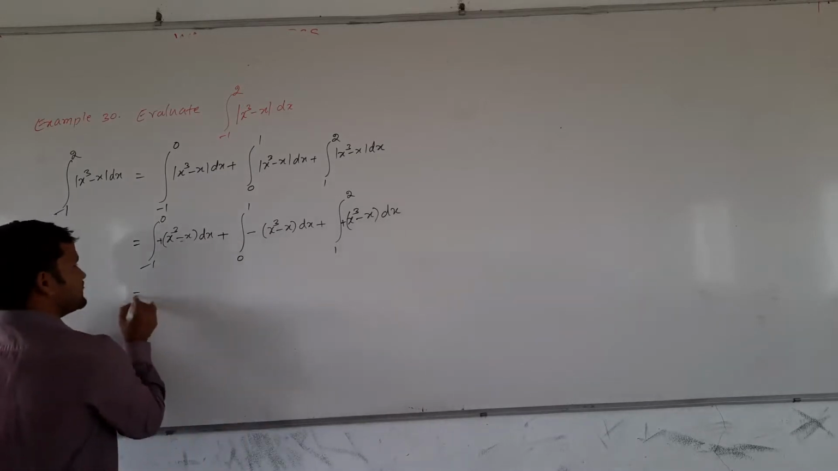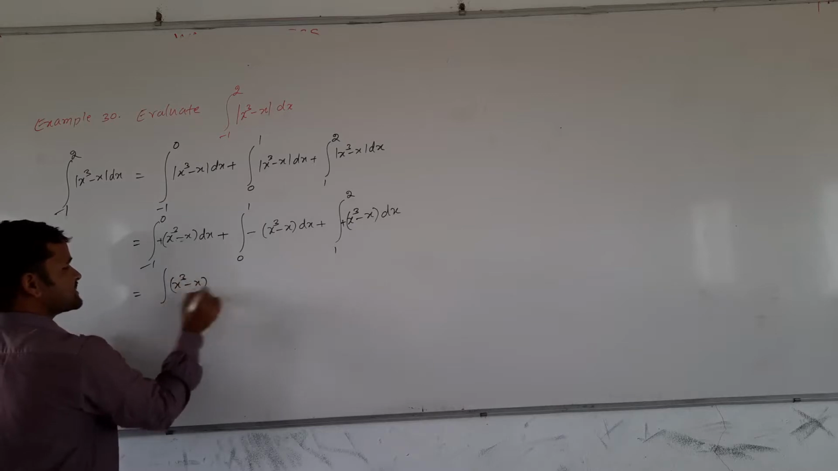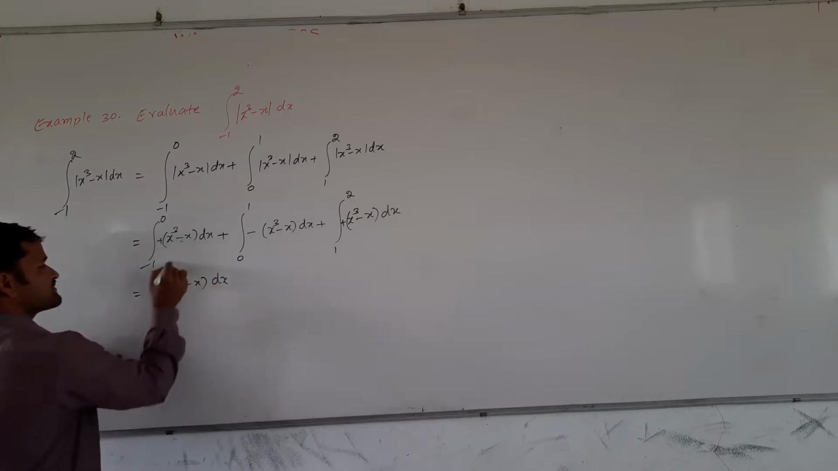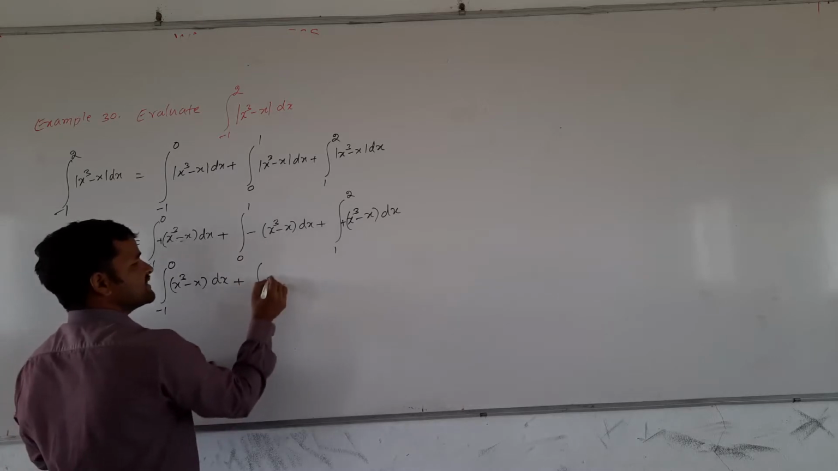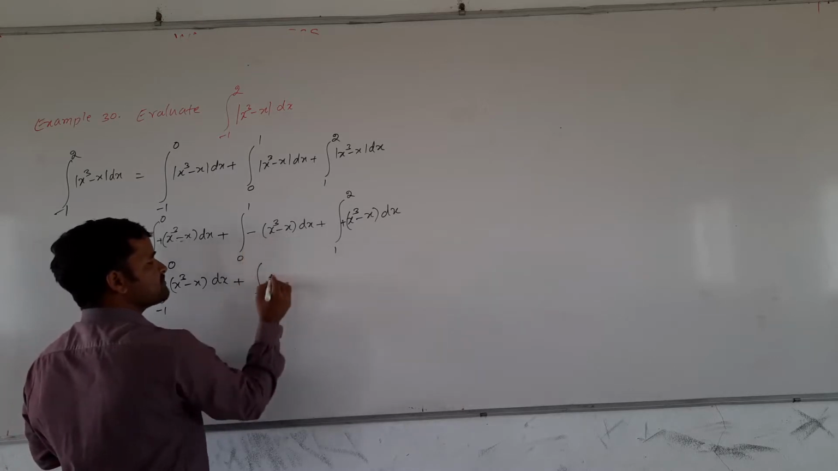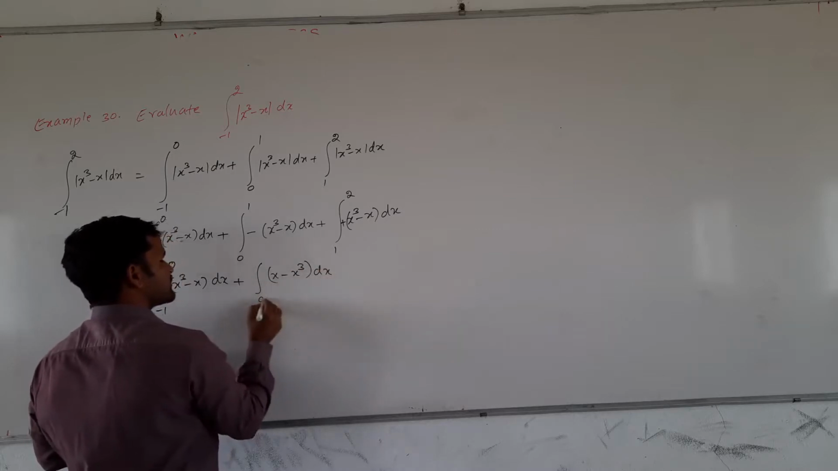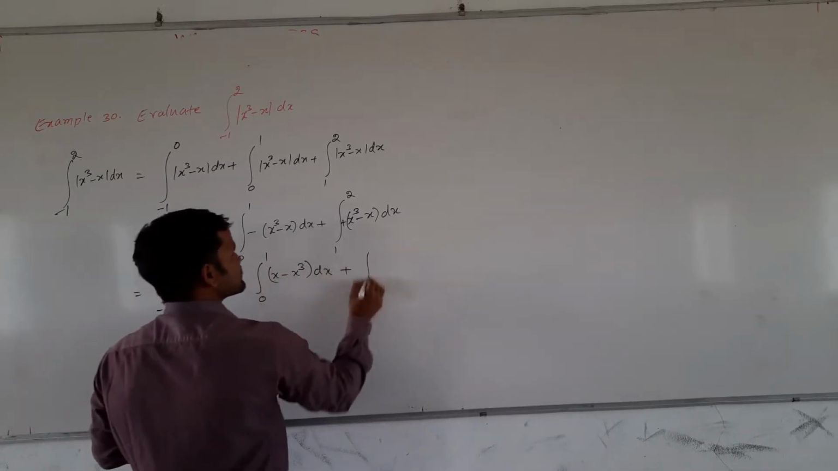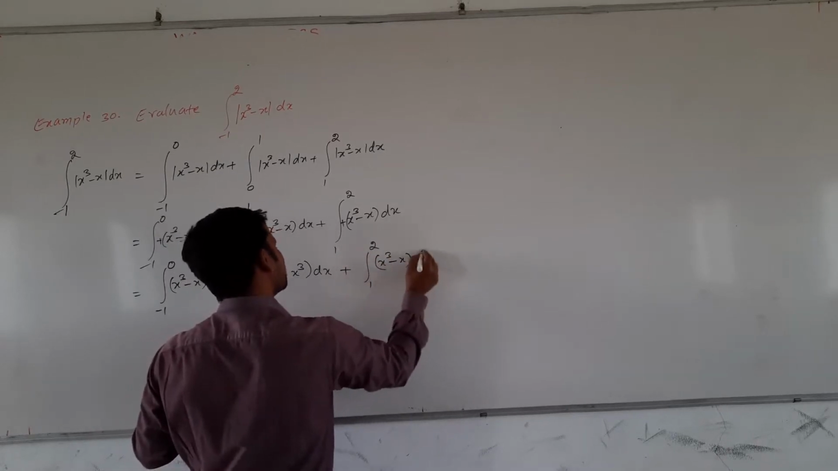Now, integration of x cube minus x into dx from minus 1 to 0. Minus will get multiplied with this. This is integration of minus x cube plus x, which can be written as x minus x cube into dx from 0 to 1, plus integrating from 1 to 2 x cube minus x into dx.